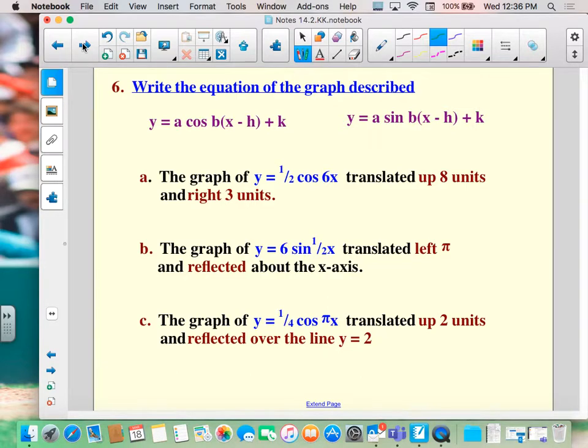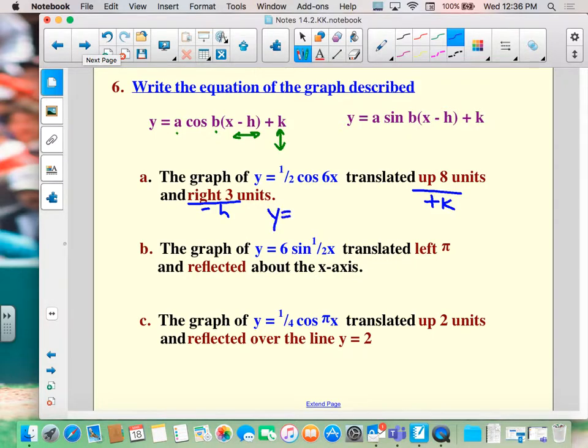Now we're going to do the fun part where all we have to do is come up with the new equation given all of the shifts. So remember, amplitude, frequency and period, horizontal shift, vertical shift. So we're going to start off with a graph of y equals 1/2 cosine 6x. We are going to go up 8. That's a plus k. And we're going to go right 3. That's a minus h. So I'm going to add some parentheses and a number at the end.